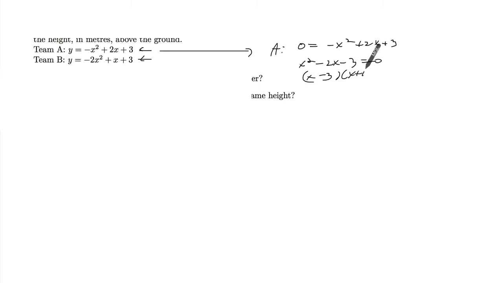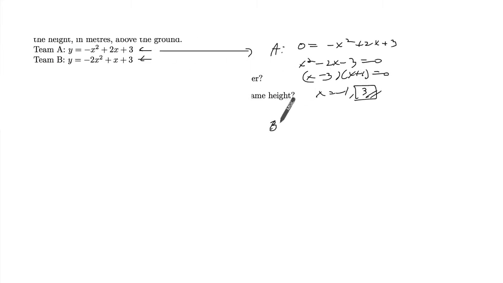Y is the height. So for A, let's see where it lands. Set y equal to 0, you get minus x squared plus 2x plus 3. Multiply through by negative, bringing this to the left side. So you can factor into (x minus 3)(x plus 1). So x equals negative 1 and 3. So that's the further distance, 3 meters.